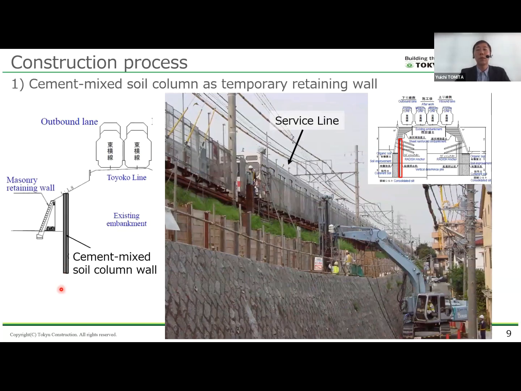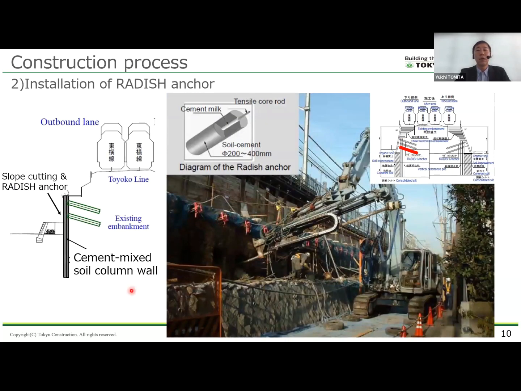This is showing the construction of the cement mixed soil column as the temporary retaining wall for the nail reinforced wall. Here is the service line. This is showing the installation of a radish anchor into the embankment cut to a vertical wall. This process is made after the soil in front of the cement mixed column wall was excavated to the required depth. Then the soil was mixed with cement milk from a soil cement column inclined from the horizontal. Then a tensile core rod was placed at the center of the cement mixed soil column to produce the large diameter nail, the radish anchor.